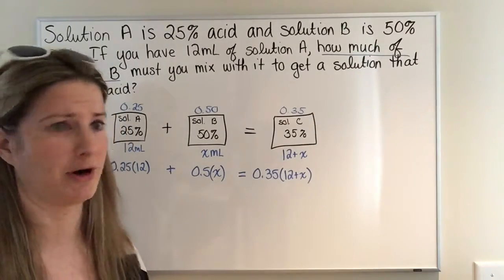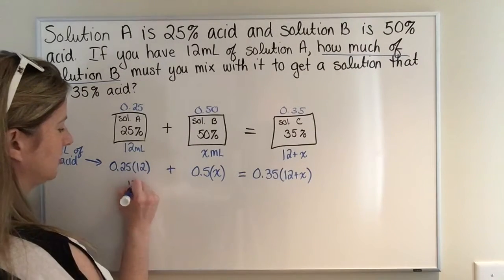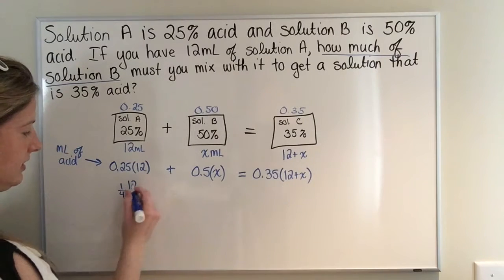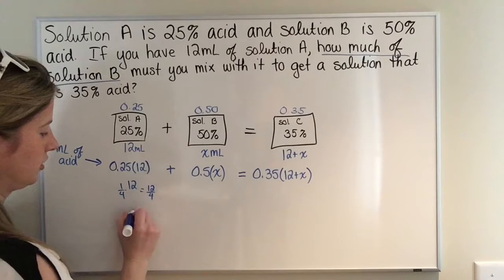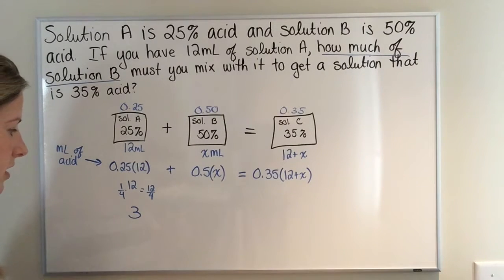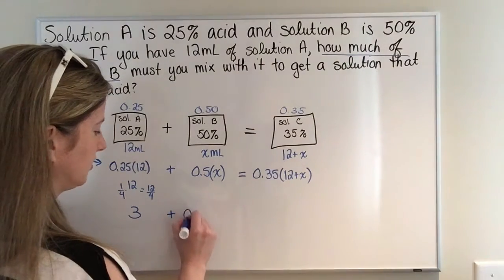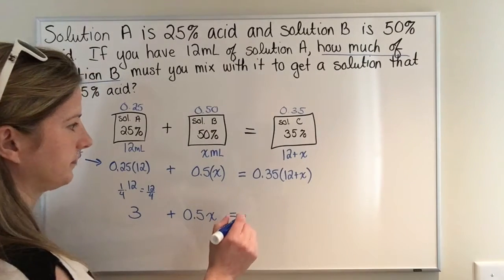0.25 is just 1/4. So 1/4 times 12 is just the same as 12 over 4, which is 3, right? 12 divided by 4 is 3. Good. Then we have plus 0.5 times x, which is just 0.5x, and then that equals.